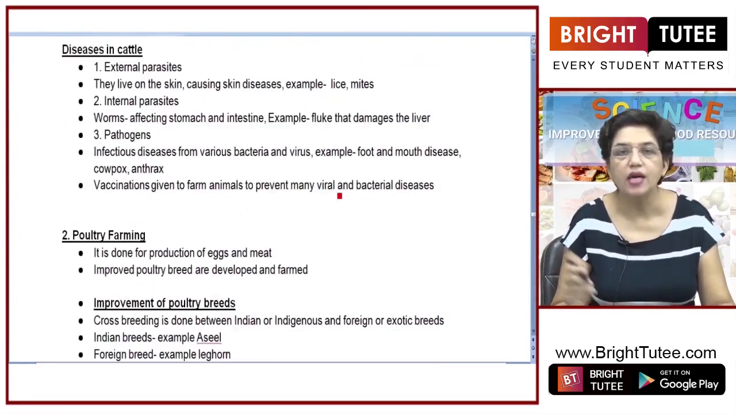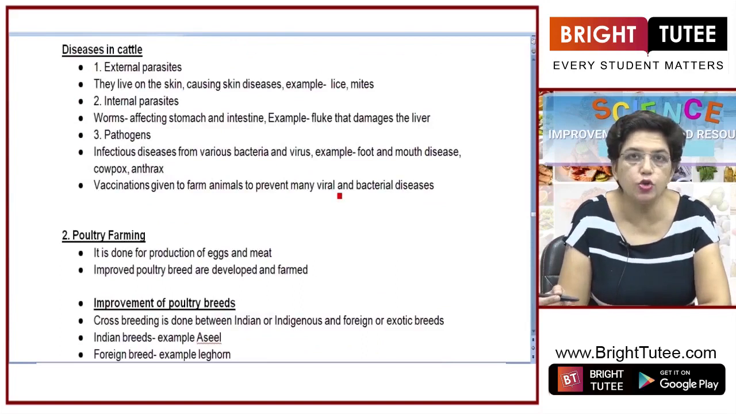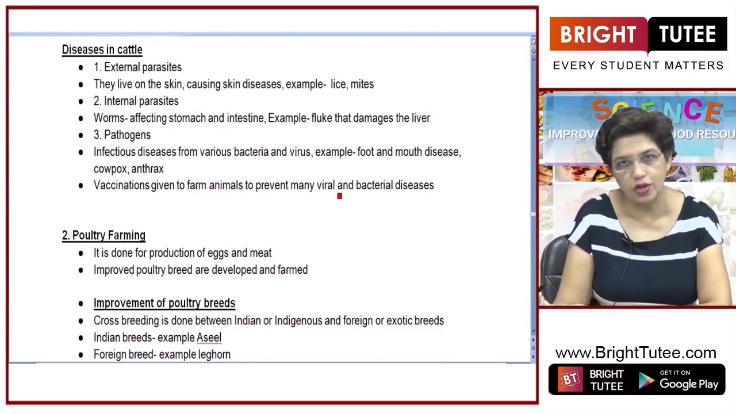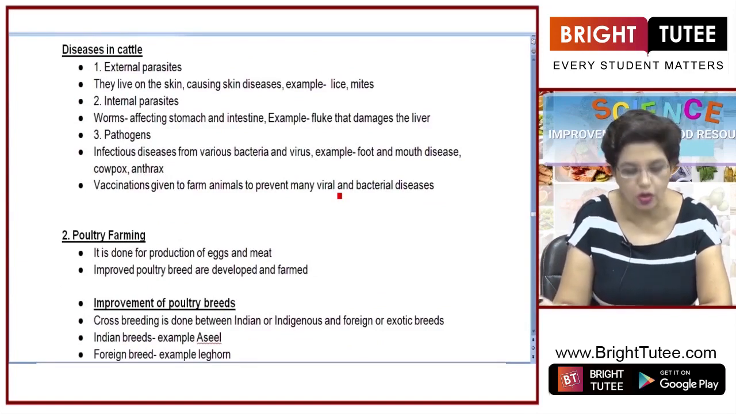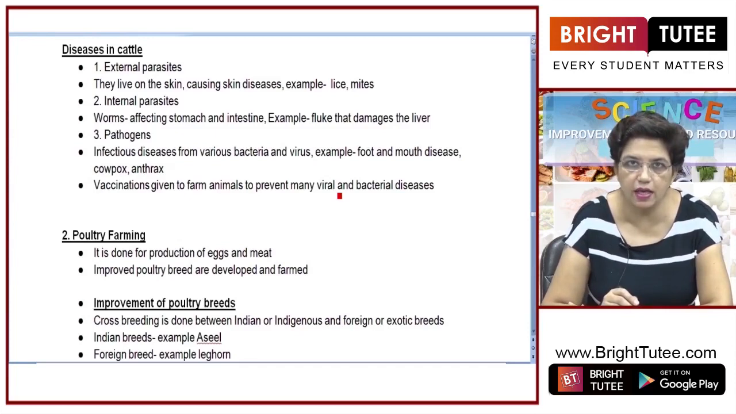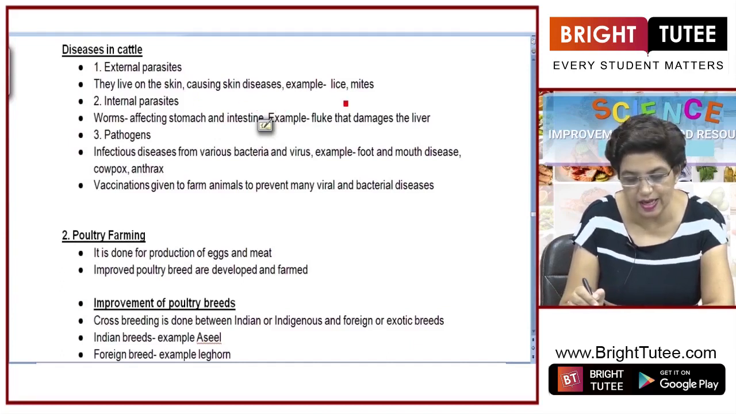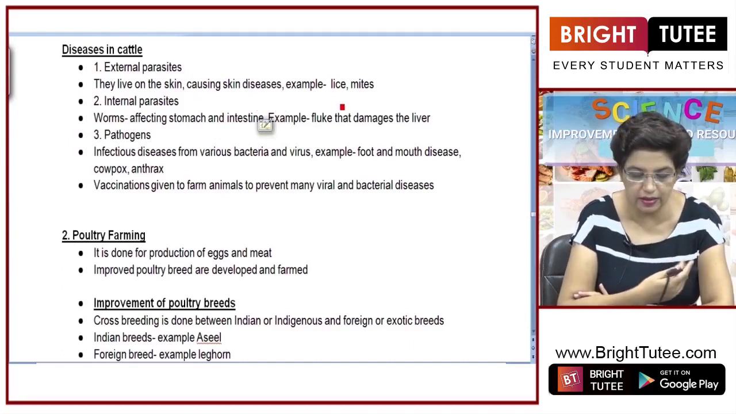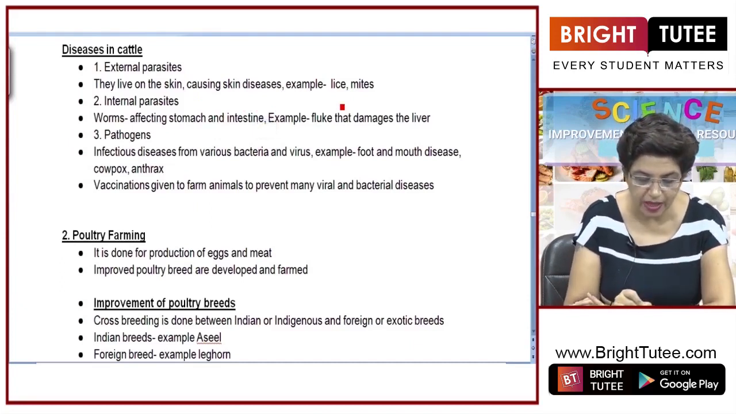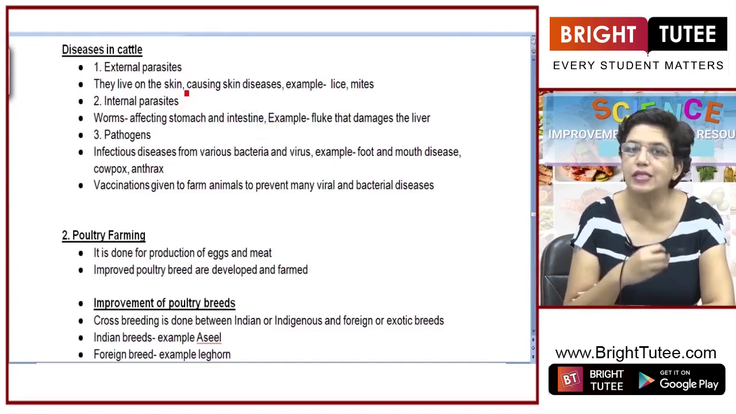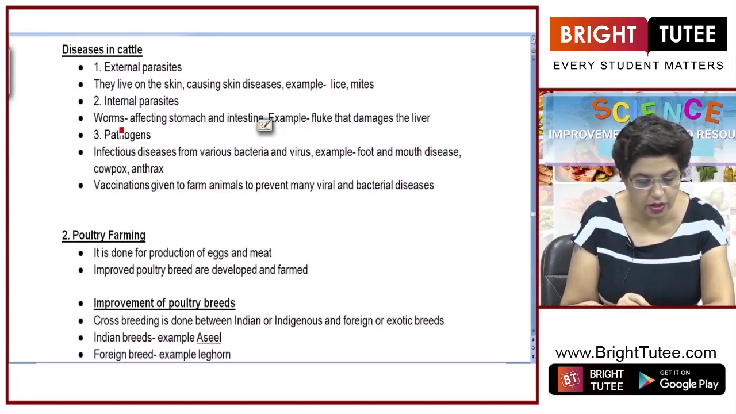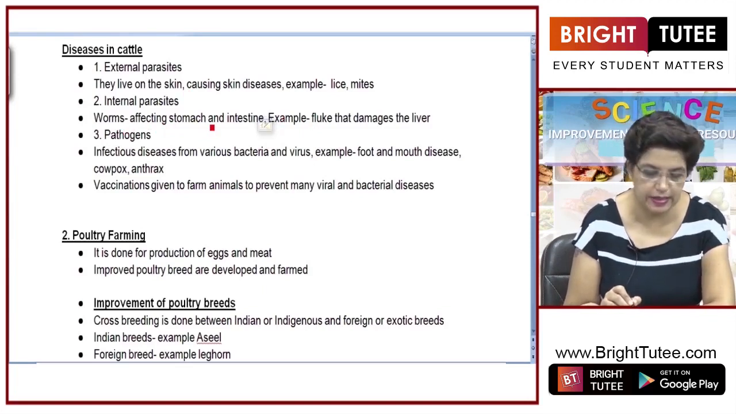The next point is diseases in cattle. We also need to prevent diseases, so that if the cattle are healthy, the products will be healthy and their money won't be lost. So what kind of diseases affect the cattle? First is the external parasites. They live on the skin and cause skin diseases like lice or mites. They live outside the skin, that is why they are called external parasites. Second is internal parasites, which live inside the body of the cattle. This includes worms and flukes, which affect the stomach as well as the intestine.